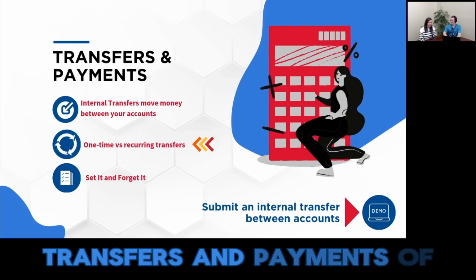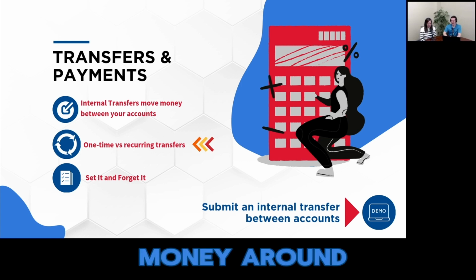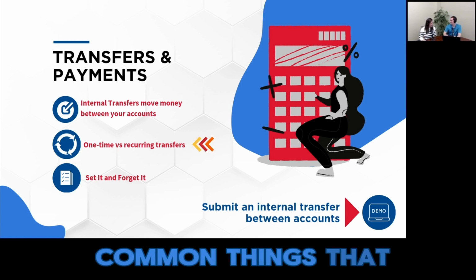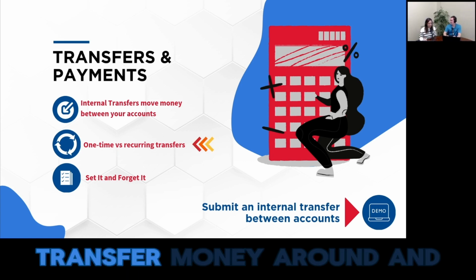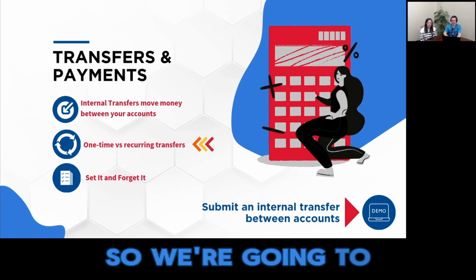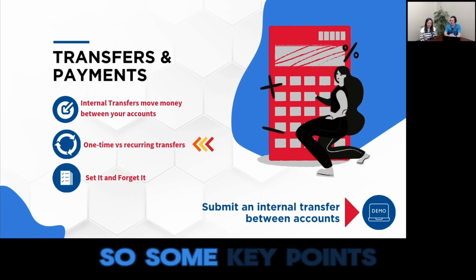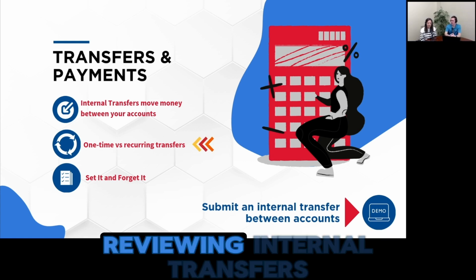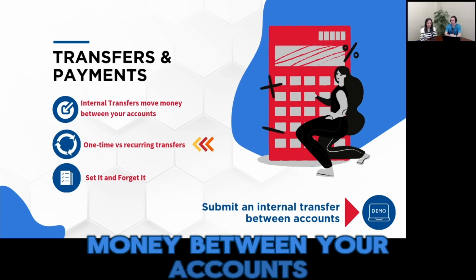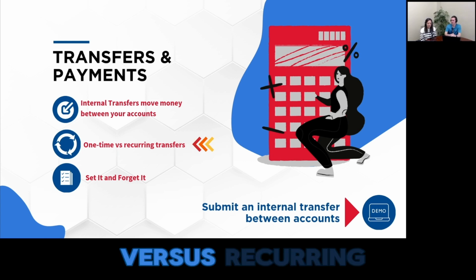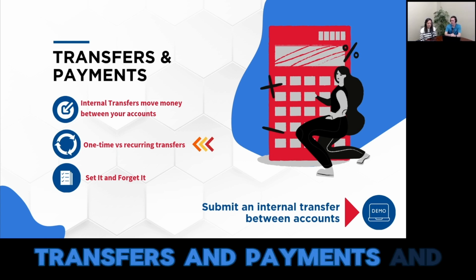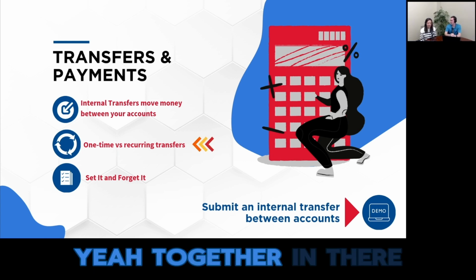Cool. Transfers and payments. Of course, we want to move money around. That's probably one of the most common things that happens in online banking. Yeah. You're in there to look at your balance, transfer money around, and make some payments. So we're going to look at transfers and payments. Some key points here, we're going to be reviewing internal transfers so you can move money between your accounts. We're also going to be looking at making payments, looking at one-time versus recurring transfers and payments, and just look at how everything kind of works together in there.